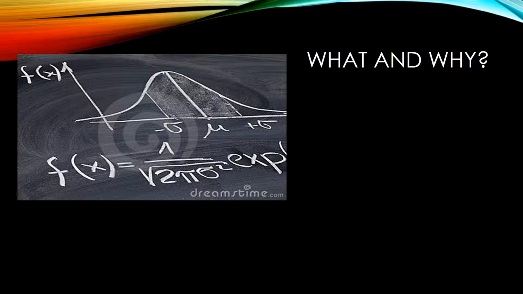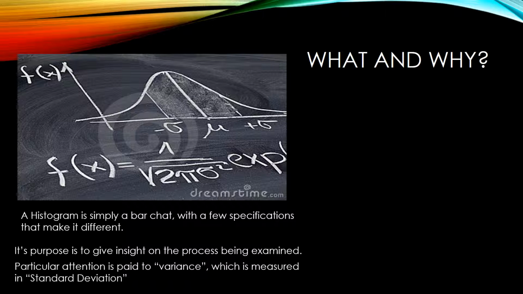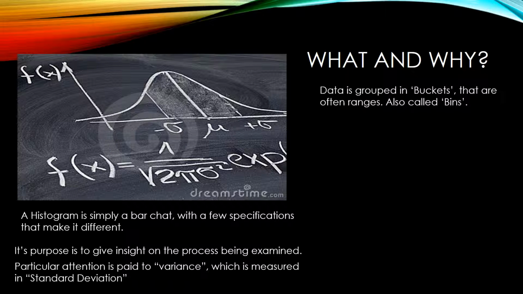So what and why? What is a histogram? A histogram is really just a bar chart. There are a couple specifications that make it a histogram. Its purpose is to give you insight on the process that's being examined, and we're going to pay particular attention to variance, something measured in standard deviation, but variance, we're going to use that word a lot when we talk about a histogram. The data is going to be grouped in buckets.